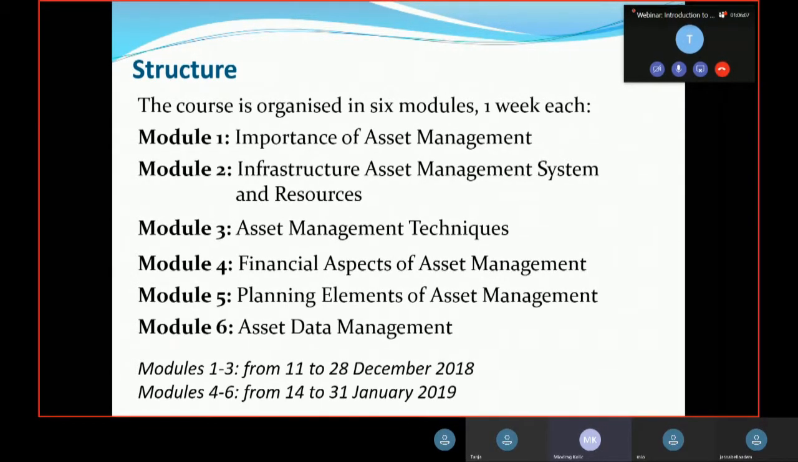First one is importance of asset management. Module 2 is infrastructure asset management system and resources. Module 3, asset management techniques. Module 4, financial aspects of asset management, and then planning elements of asset management. And at the end, a very important part is asset data management. So our proposal for this course is that until the end of this year, we try to complete the first 3 modules, and then have a short winter break, and continue with the last 3 modules, from 4 to 6, in the second half of January.